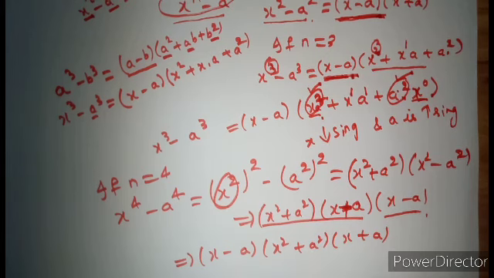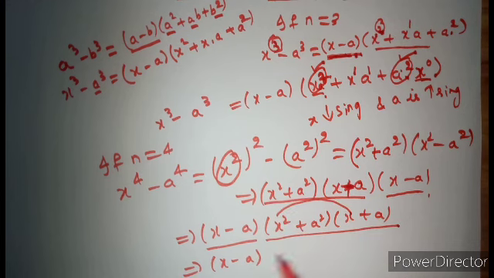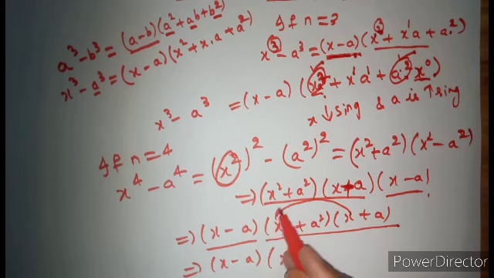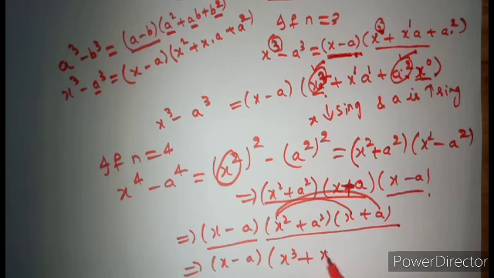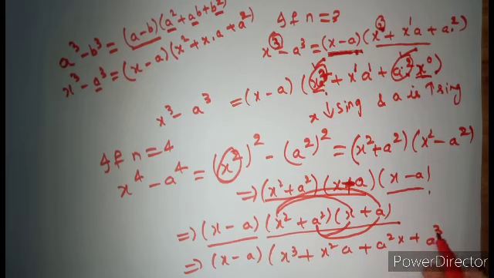So don't change x minus a, keep it as it is, multiply these two. Okay, multiply. X square into x is x cube, right? X square into a is x square a, plus this one a square x, and this one plus a cube, right? Now observe.